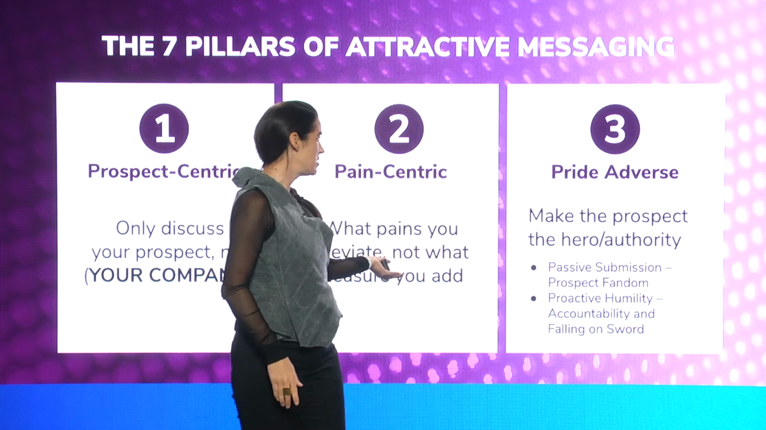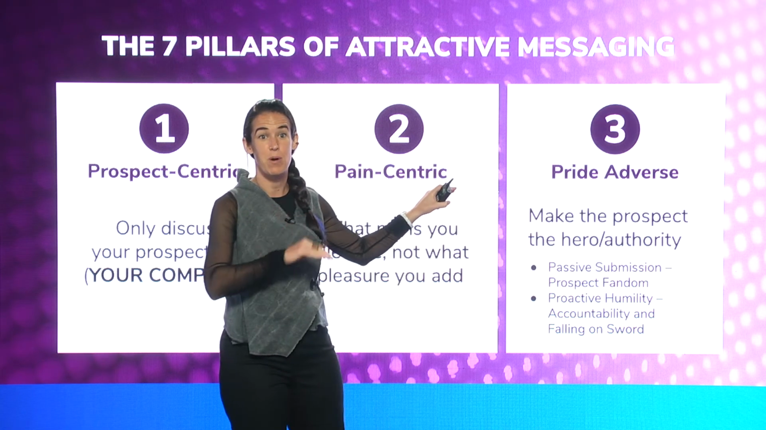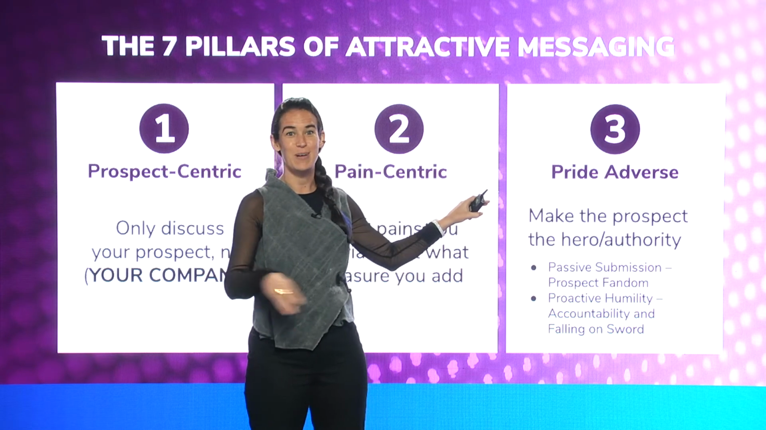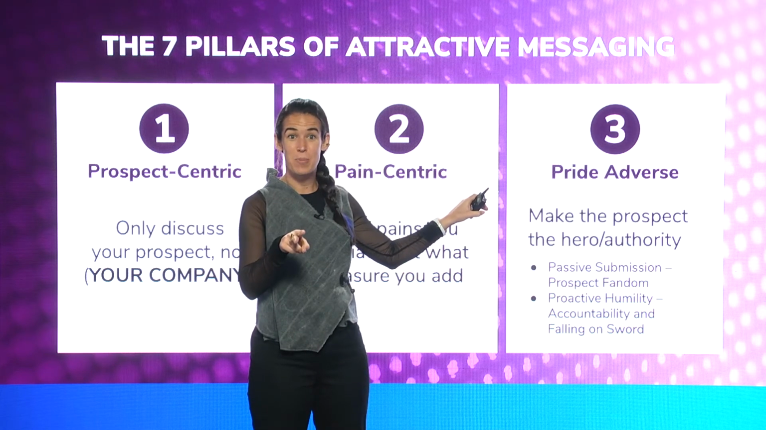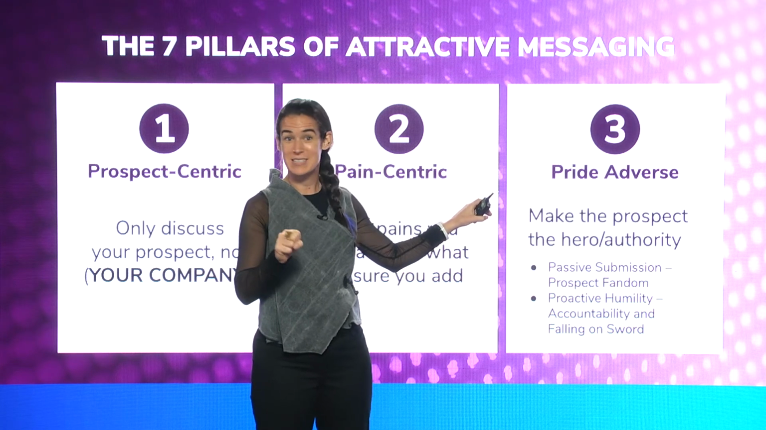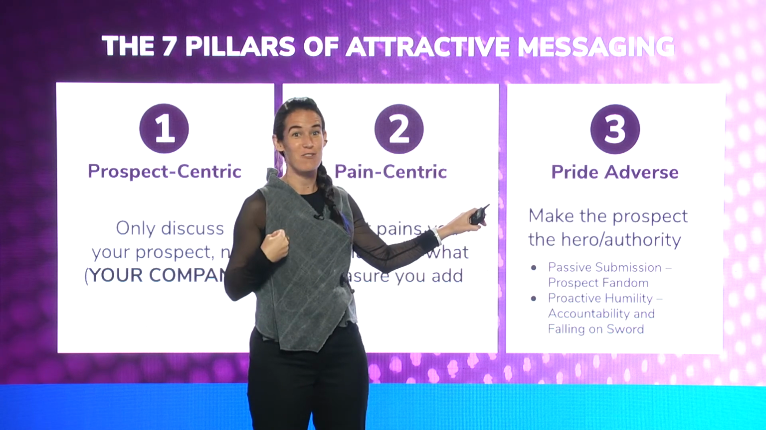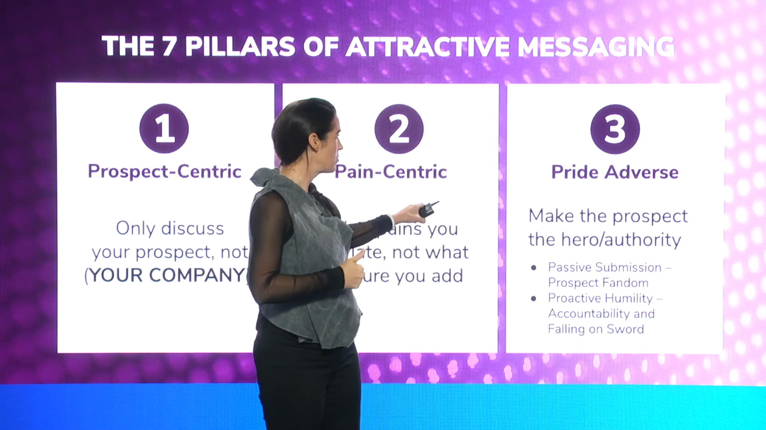So there's two pieces on how you can do this. The first is passive submission. So basically having prospect fandom, focusing on all the amazing things about your prospect and being a big fan of theirs in the game. If you're in sales and you're not a fan of your prospect, you're probably not going to be that successful. You need to be a fan of your prospects before you're a fan of yourself and your own team. So you need to be all about them, not all about you. But this is a good way to do it.